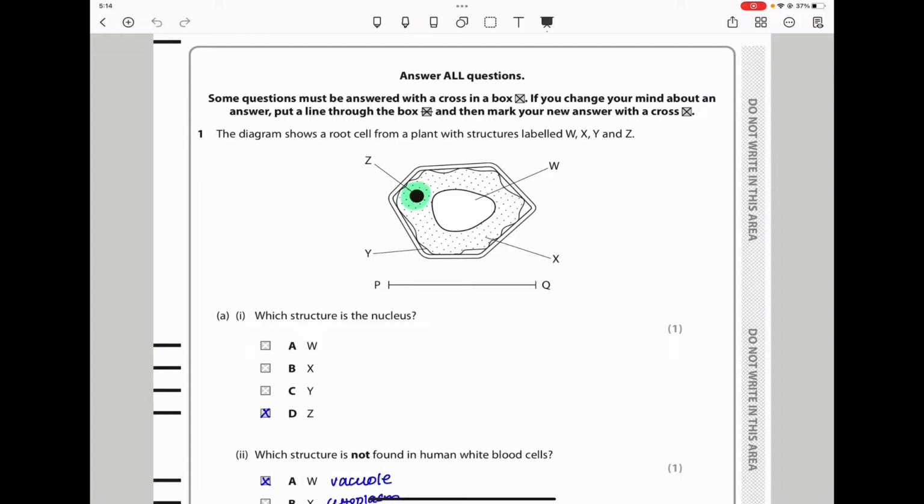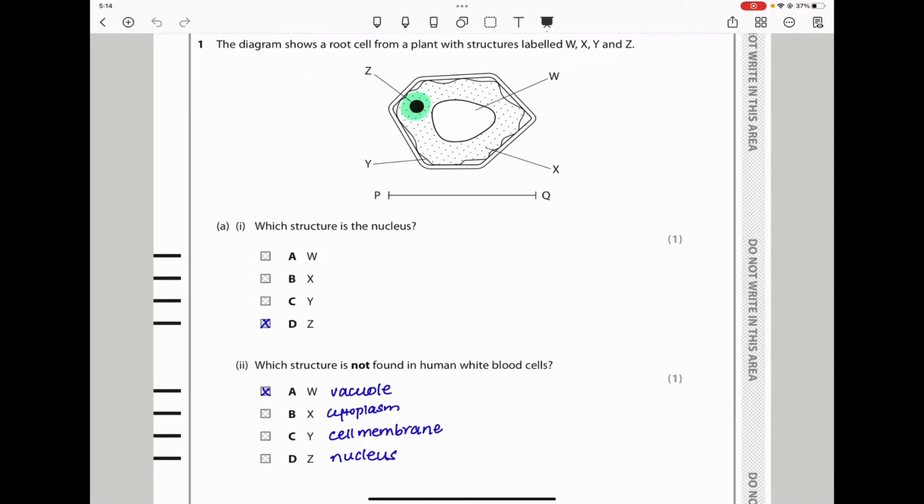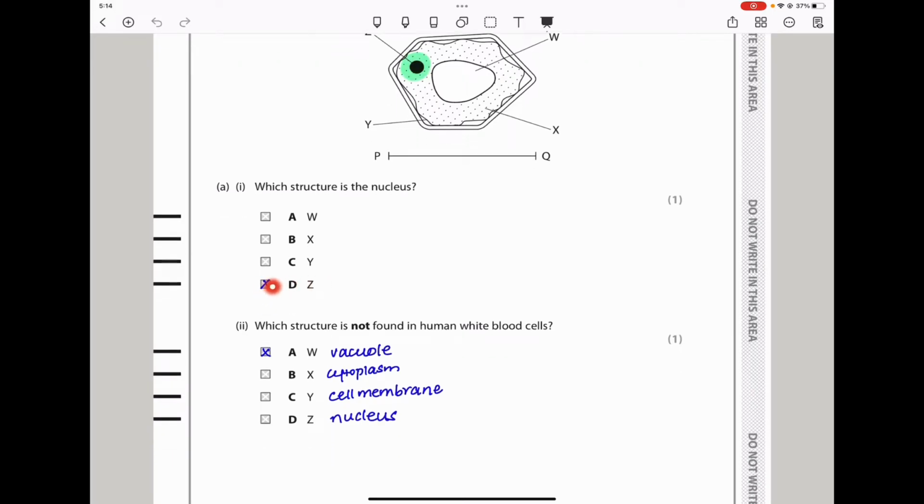Okay, let me get something else. That is the nucleus. We can see this is a vacuole, and then we can see other structures like this one here, part of the cytoplasm. The cytoplasm is here, and this part Y is going to be the cell membrane. So the answer here should be a D.